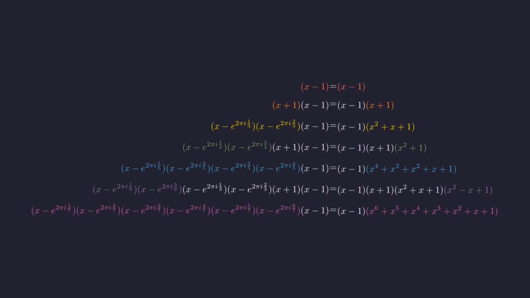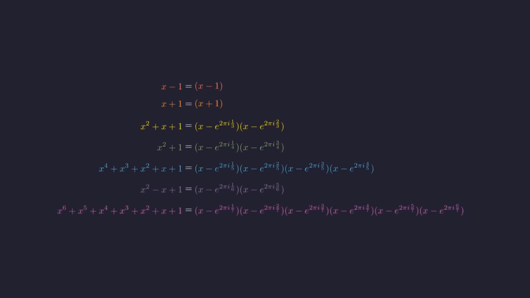As we do this, a pattern emerges. It seems that each of these cyclotomic polynomials factors into linear terms of the form x minus e to the 2 pi i k over n. And what's more, it seems that each of these fractions k over n is fully reduced, even when n is composite.